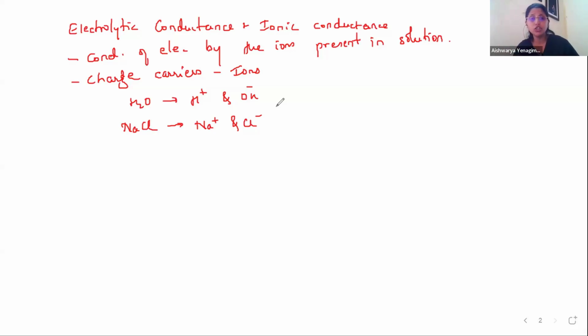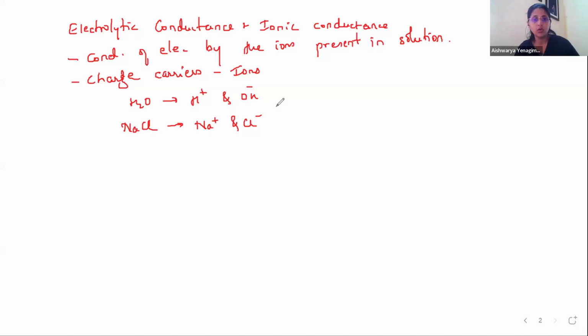It starts glowing much brighter. So by this experiment, the intensity of the bulb increases. It means salt along with water increases the conductivity.